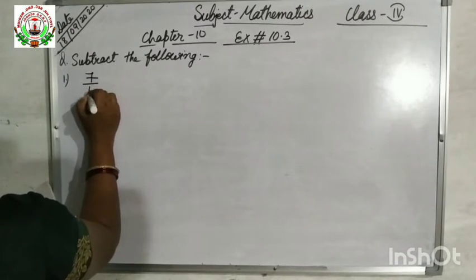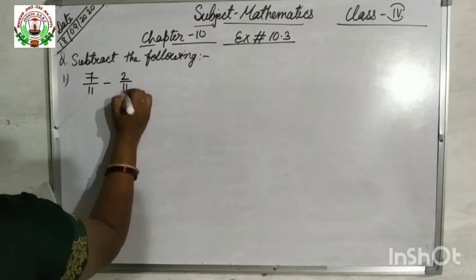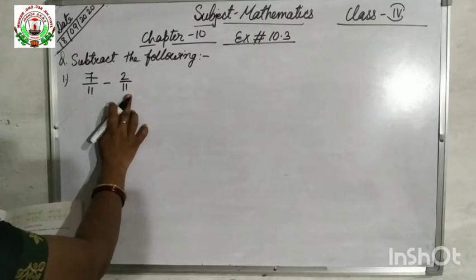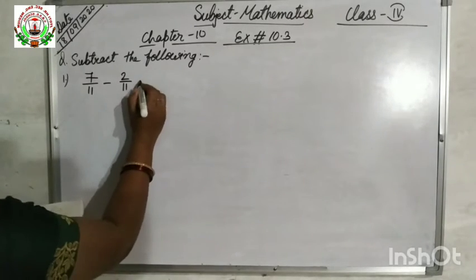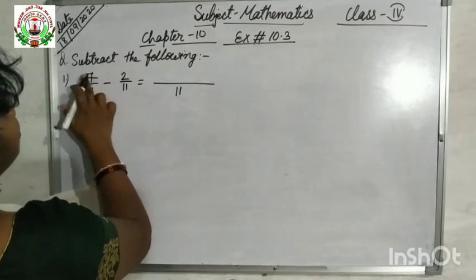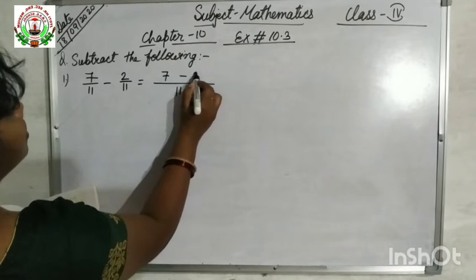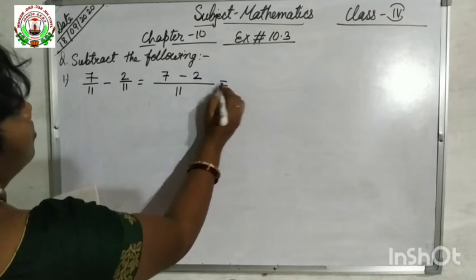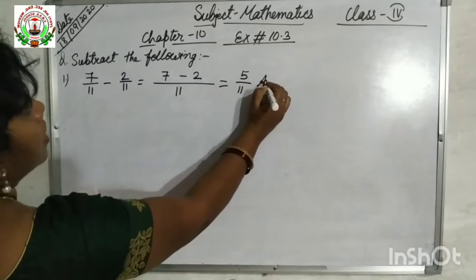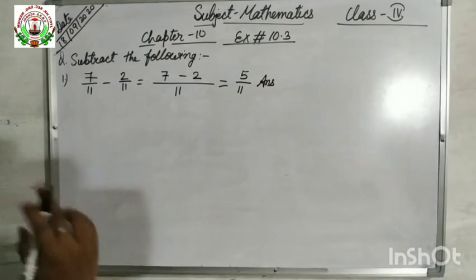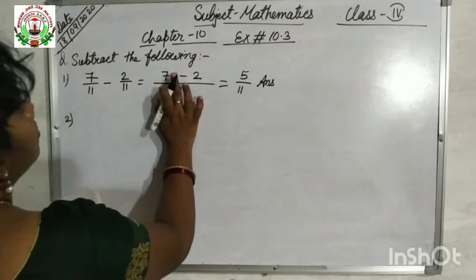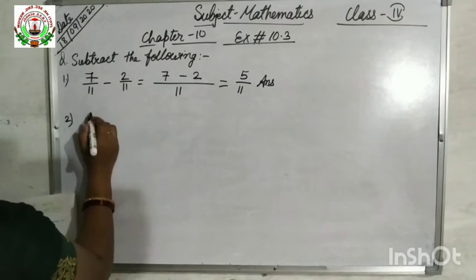The question is given: 7 by 11 minus 2 by 11. Here it is like fractions, both fractions having the same denominator. So if they have the same denominator, one time you will write 11, and in the numerator you will write 7 minus 2. Now 7 minus 2 is 5, and this 11. So it is the answer. We did the same in addition also. It is very simple, only in place of the plus sign we put minus because it is subtraction.